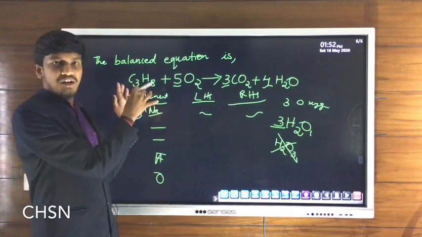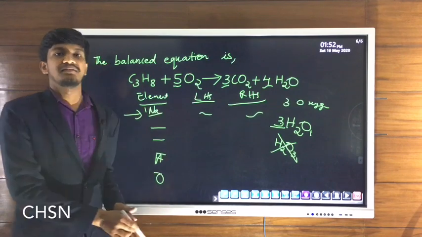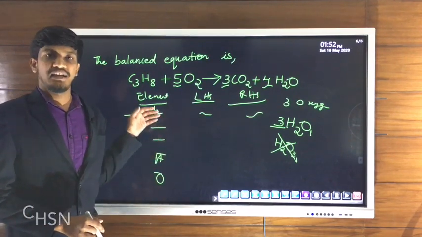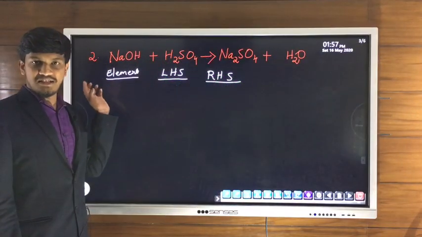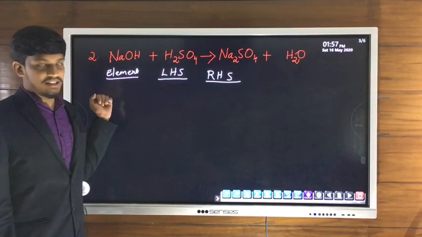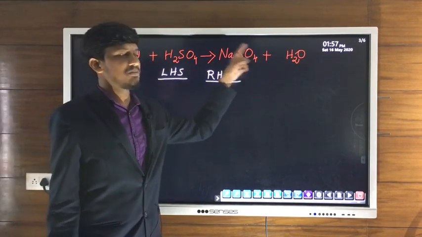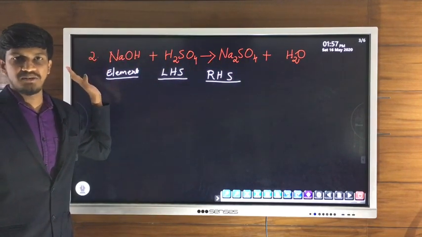For that, we have to count the number of atoms once again. So like this we can count and balance an unbalanced equation. Now we are going to consider the next equation. We have NaOH plus H2SO4 gives Na2SO4 plus H2O. This is the unbalanced equation.